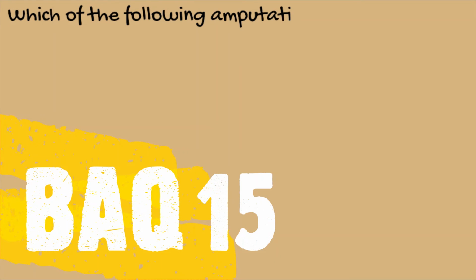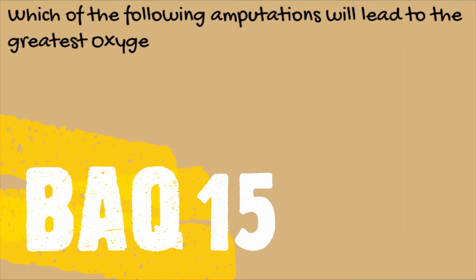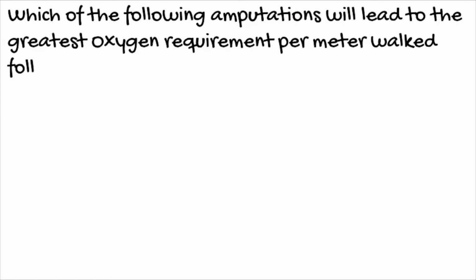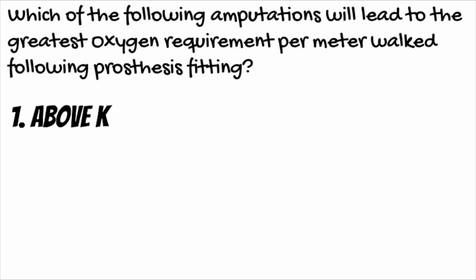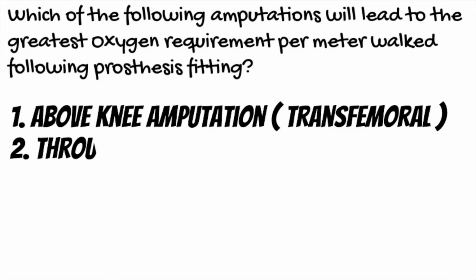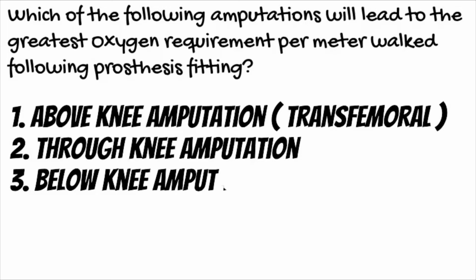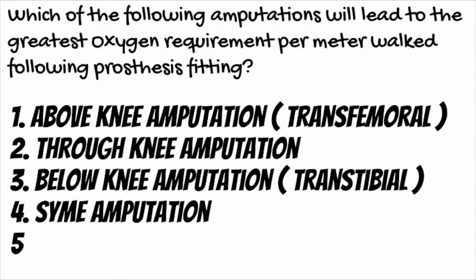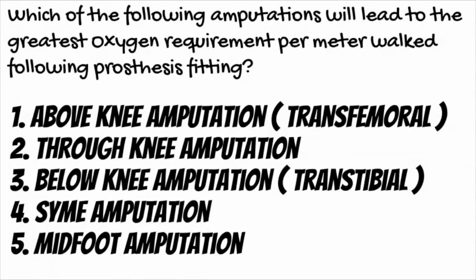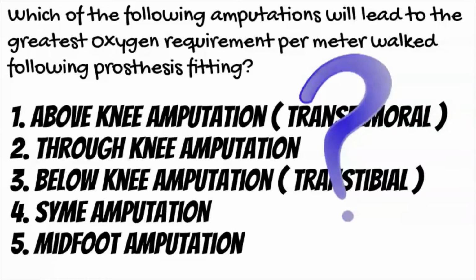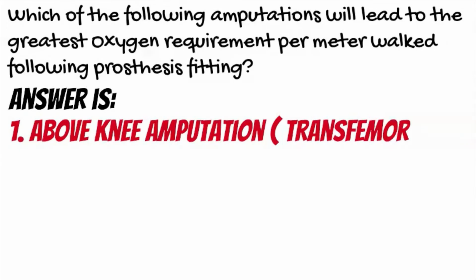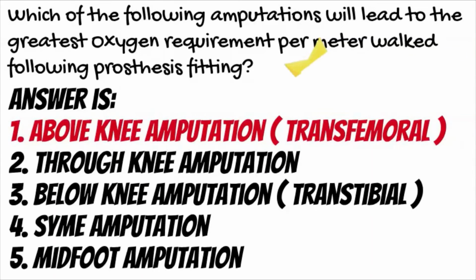Which of the following amputations will lead to the greatest oxygen requirement per meter walked following a prosthesis fitting? 1. Above knee amputation or transfemoral amputation. 2. Through knee amputation. 3. Below knee amputation or transtibial amputation. 4. Syme amputation. 5. Midfoot amputation. And the answer is 1. Above knee amputation or transfemoral amputation.